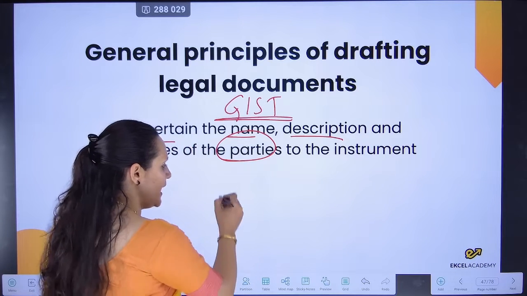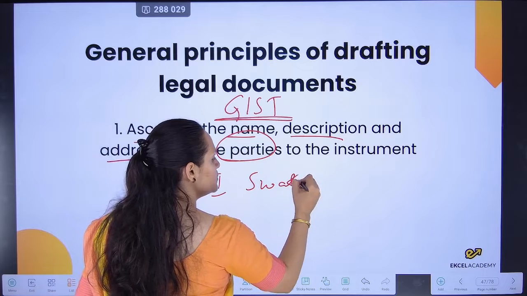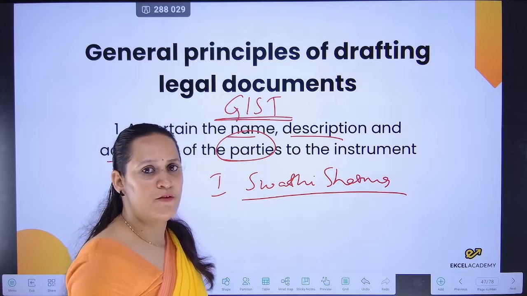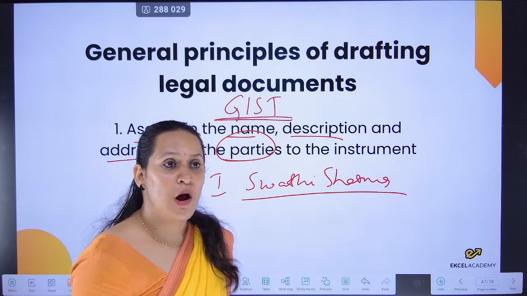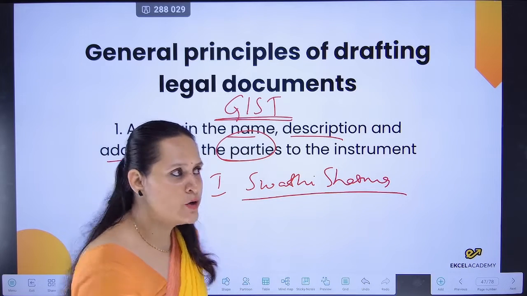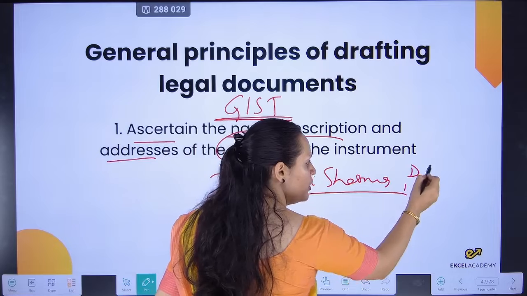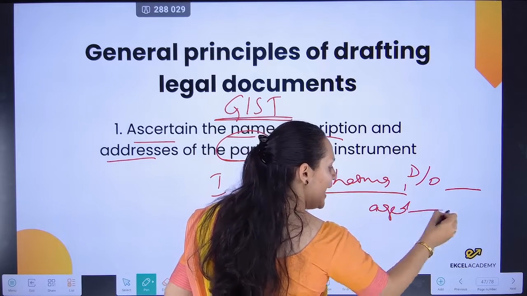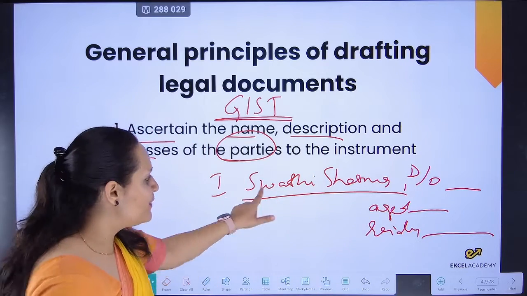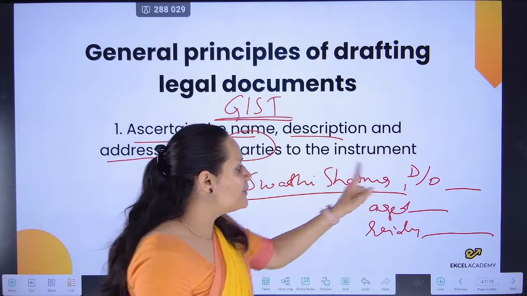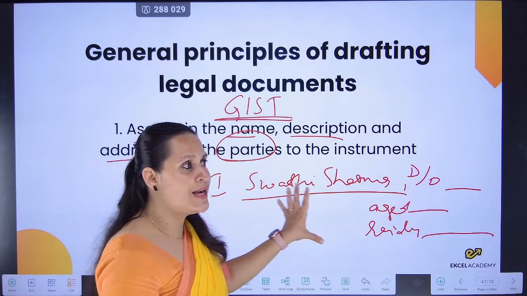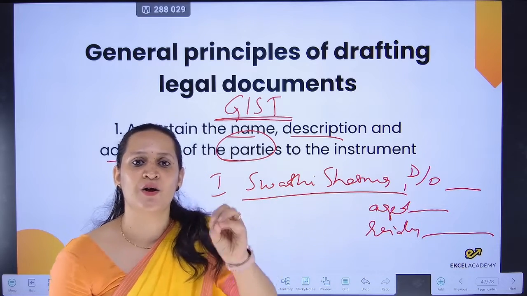For example, I say, I, Swathi Sharma, promise to pay 10,000 rupees. Now, there are n number of Swathi Sharmas available in this entire country. If you Google, you will get so many. So to be specific with Swathi Sharma, whenever we are writing the name of a party, what are we going to write? I, Swathi Sharma, daughter of so and so, aged so and so, residing at so and so place. If so much specific detail is there, only one Swathi Sharma is residing at this place. Only one Swathi Sharma has a father's name which is so and so, or a mother's name which is so and so. So when you are specifically putting down the details, you can identify who is the party.